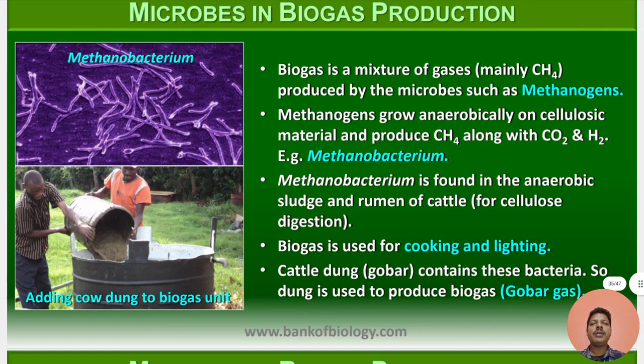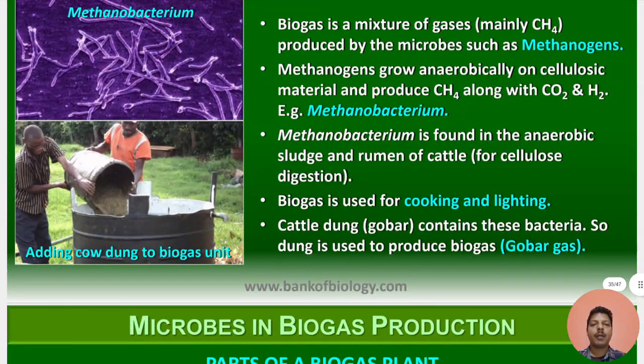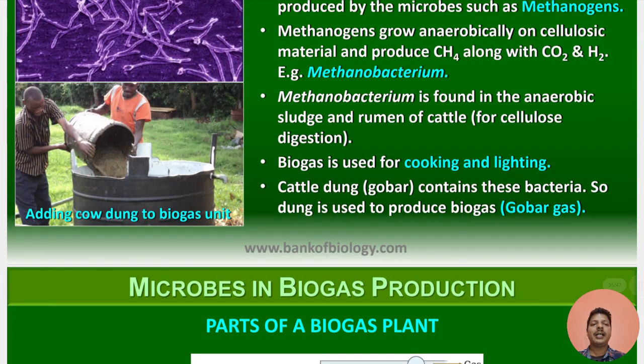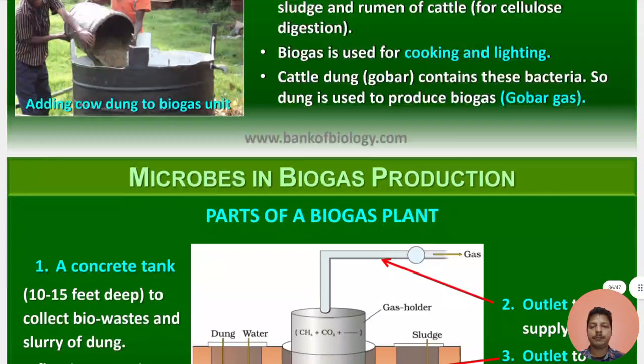Here, biogas is a mixture of gases, mainly methane, produced by microbes such as methanogens. Methanogens grow anaerobically on cellulosic material and produce methane along with CO2 and H2. Example, Methanobacterium. Methanobacterium is found in the anaerobic sludge and the rumen of cattle for cellulose digestion. Biogas is used for cooking and lighting. Cattle dung, gobar, contains these bacteria, so dung is used to produce biogas, that is gobar gas.